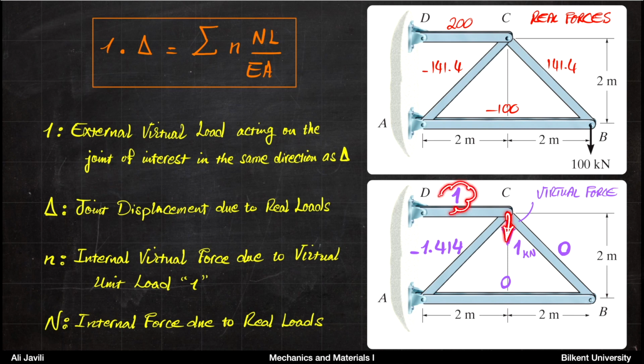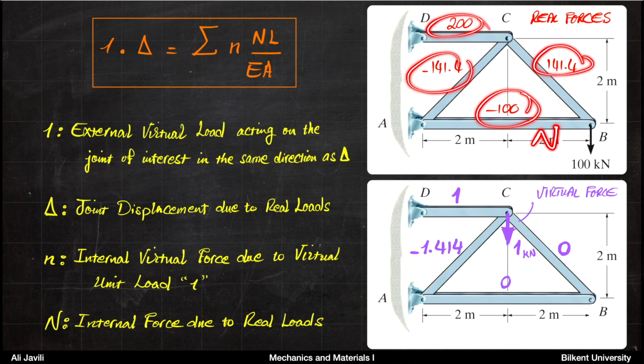So you would get a force of 1 in CD, that's tensile, so it has a plus sign, then minus 1.414, that's compressive, and you have 0 and 0. So these are internal virtual forces. Basically the forces that you see here, these are small n's, internal virtual forces. And the forces that you see here, these are the capital N's, real internal forces.